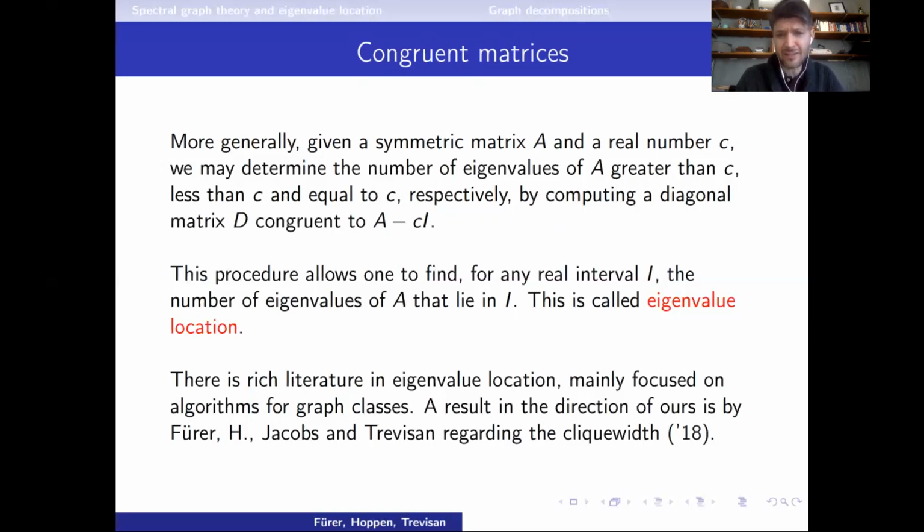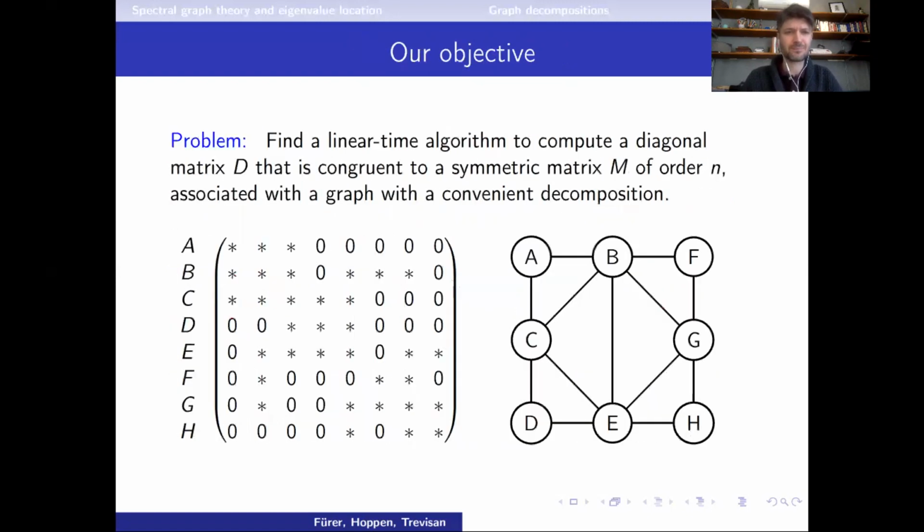Eigenvalue location has been investigated in the spectral graph theory community, and especially there are algorithms that work on graph classes. I would like to mention a result in the direction of ours, by the three authors here and Jacobs, and it used the clique-width of a graph. I'll mention more about that later.